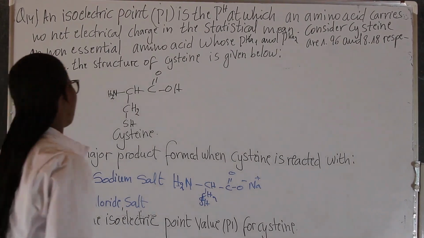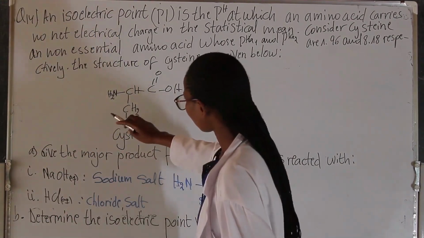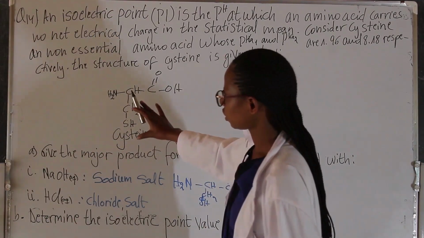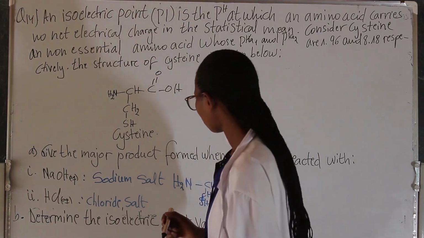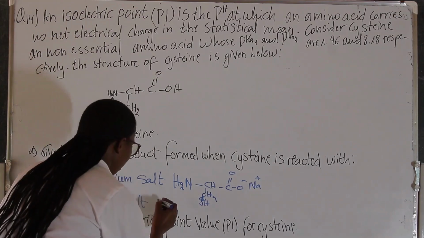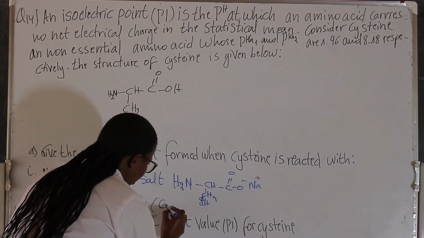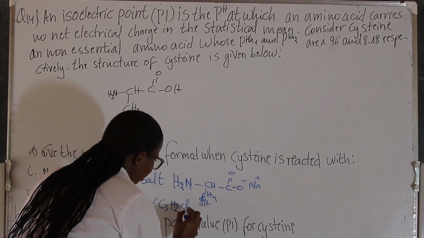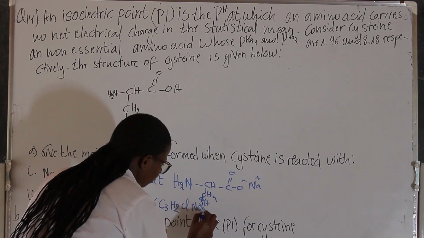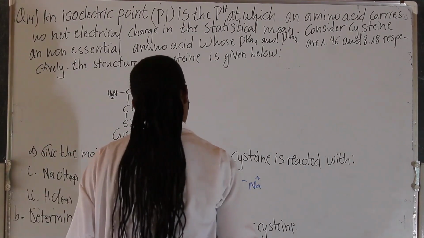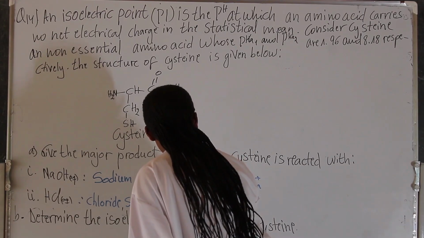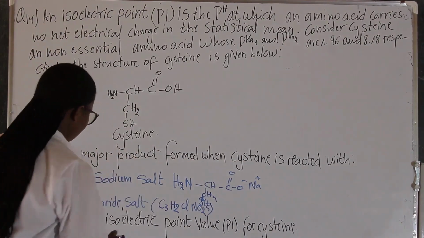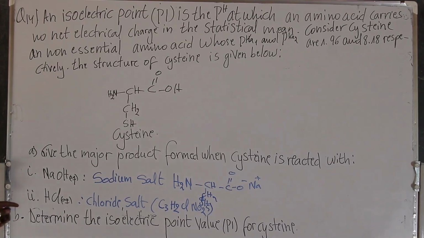This will be the major product, where this amino group will accept a proton ion. Then we have a compound like this, C3H8ClNO2, which is a chloride salt, as the major product of this reaction.